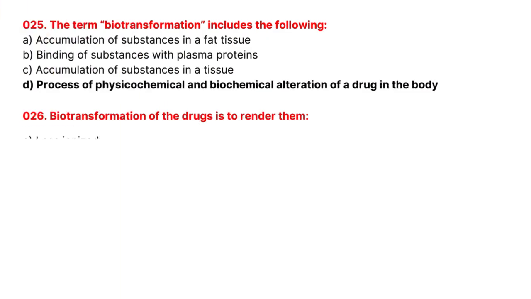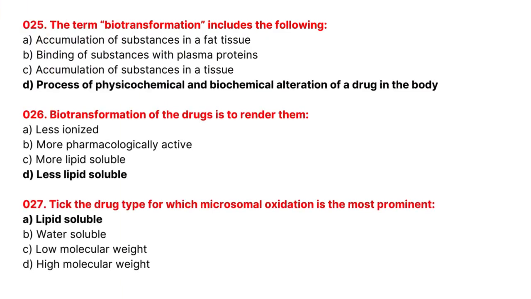25. The term biotransformation includes the following: A. Accumulation of substances in a fat tissue. B. Binding of substances with plasma proteins. C. Accumulation of substances in a tissue. D. Process of physicochemical and biochemical alteration of a drug in the body. Answer is D.